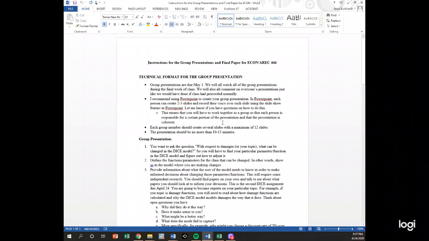This means you'll have to work together as a group, so that each person is responsible for a certain portion of the presentation, and the presentation is coherent. This also means, which I think is actually going to be helpful for some of you, that you're going to listen to your slides, and you're going to realize you kind of have to practice. This is a good thing to practice. Giving presentations is not easy.